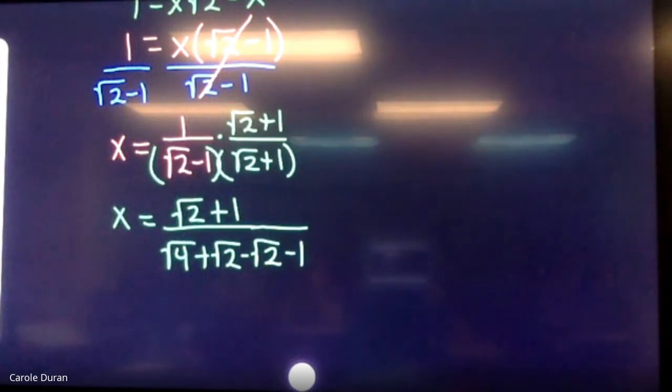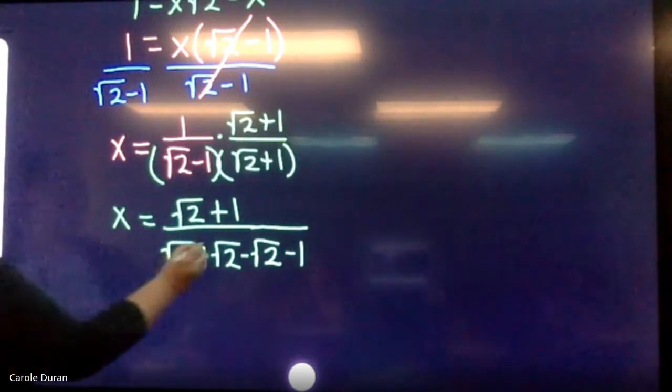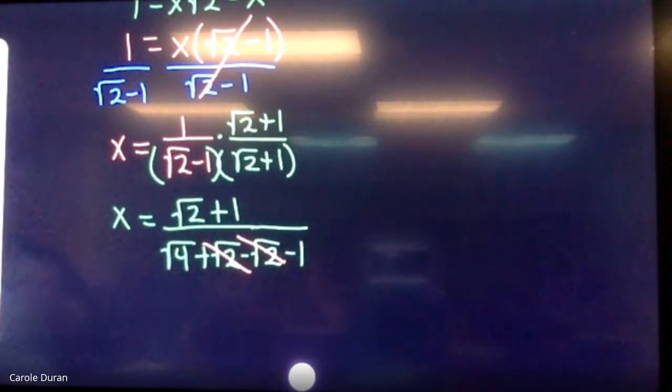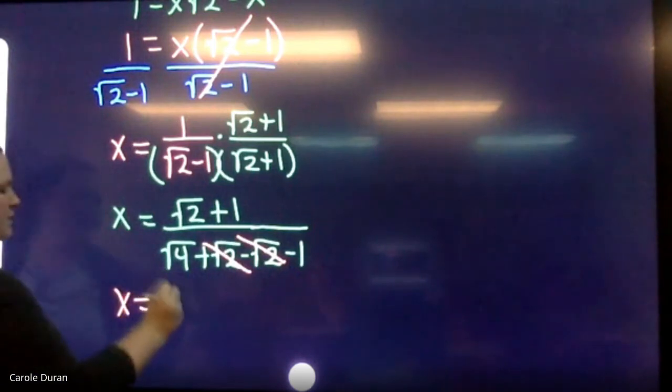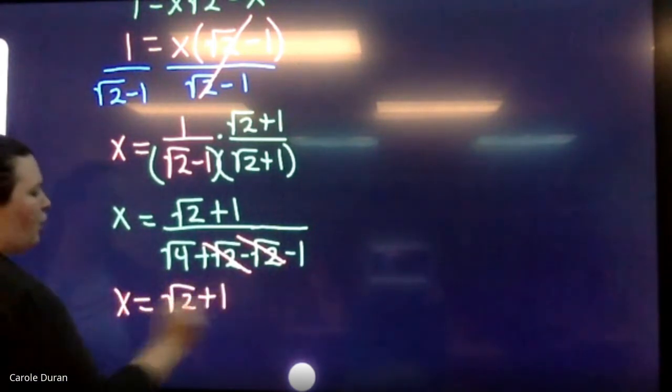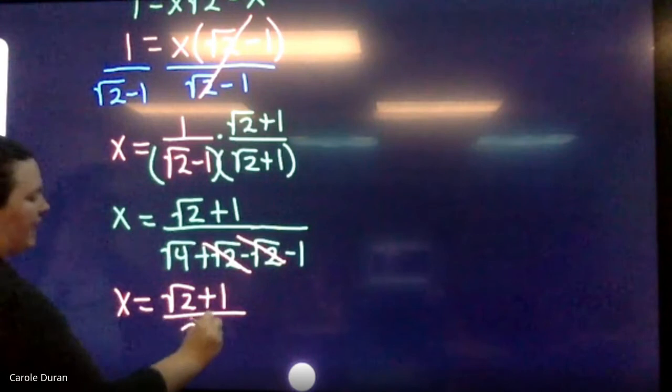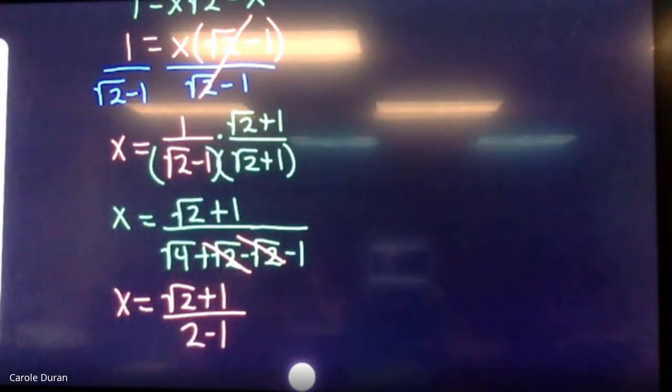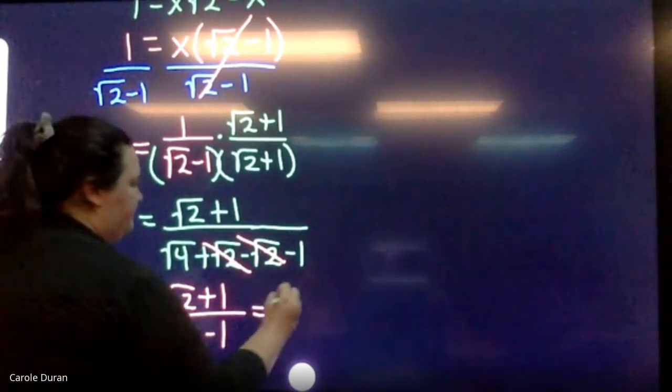I notice, of course, that positive root 2 and negative root 2 are going to cancel, which means that I have x equals the square root of 2 plus 1 over 2 minus 1, because the square root of 4 is 2. And then what's 2 minus 1? Square root of 2 plus 1. That's my answer.